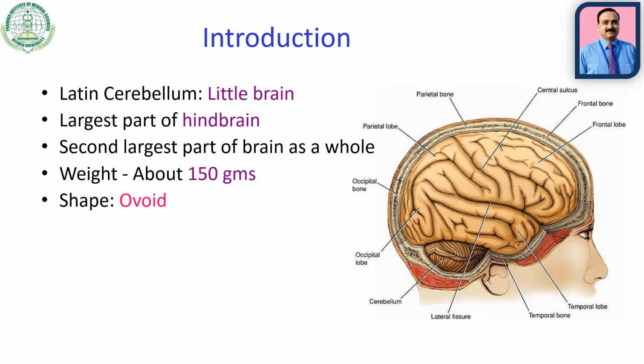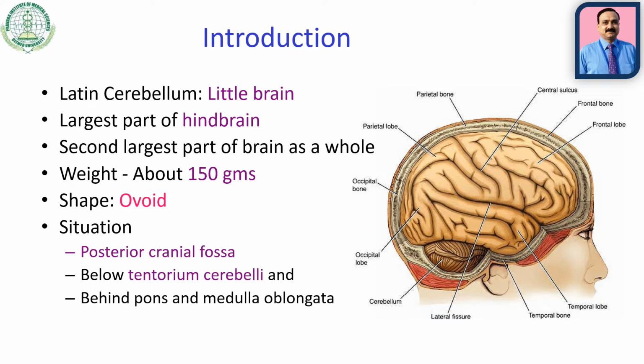Now coming to the shape of the cerebellum, it is ovoid but constricted in the median plane and flattened from above downwards and widest from side to side. As I told you, it is situated in the posterior cranial fossa. This is posterior cranial fossa, this is middle cranial fossa, and this is anterior cranial fossa, and it lies below the tentorium cerebelli and behind pons and medulla oblongata.